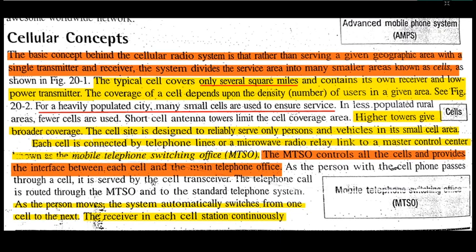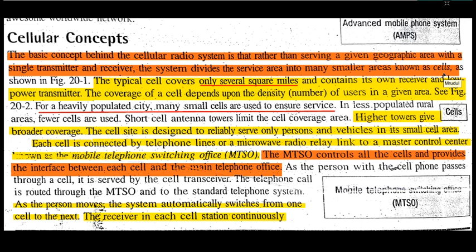Okay, so the next point is the cellular concept. So what do we mean by this? If you remember the cell structure of an animal or a plant, you have seen in your 11th or 12th standard, or maybe in the 10th standard. The concept behind the cellular radio system is that rather than serving a geographic area with a single transmitter and receiver, the system divides the service area into many small areas known as cells.